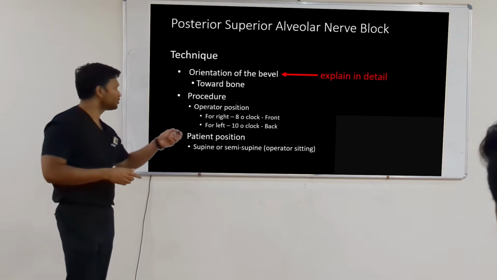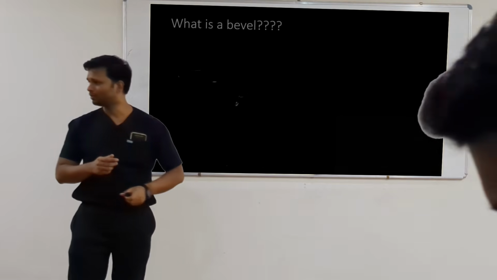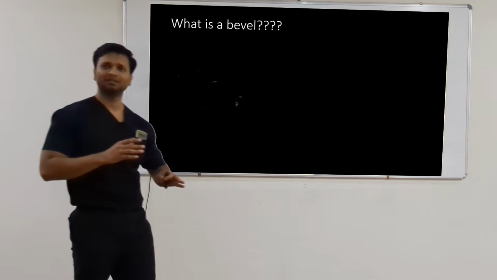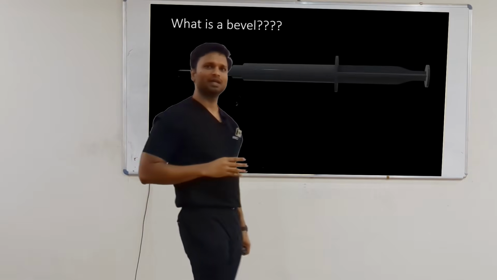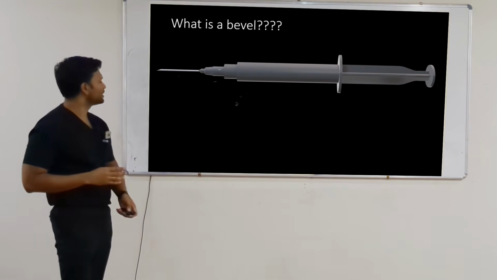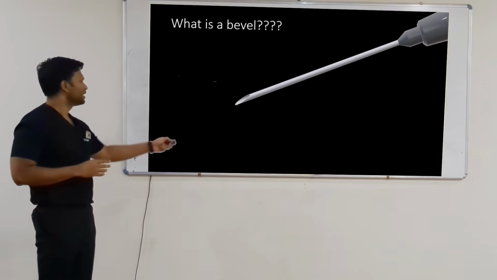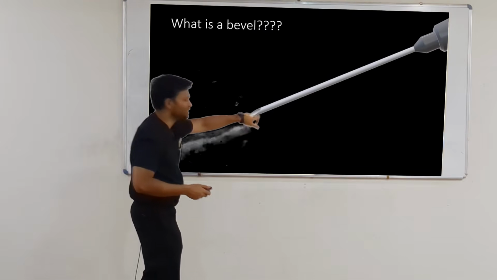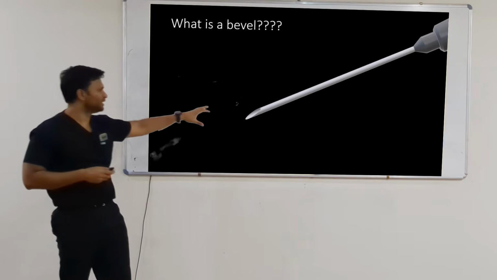Now, I'm going to talk about this orientation of the bevel in detail now. So, what is a bevel? Any idea? वो needle आगे से जो cut होती है. So, this is the syringe. Let's zoom in. This portion, this is the bevel of the needle. Okay.